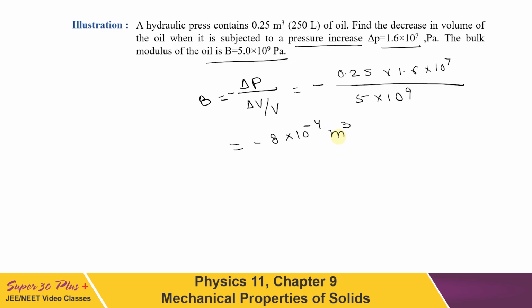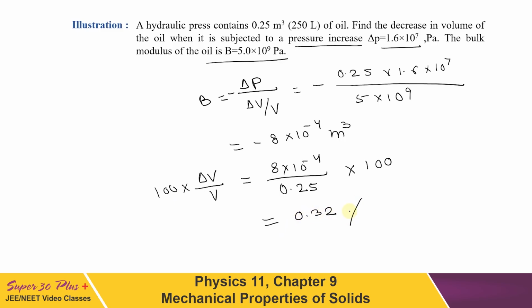If now I have to calculate the fractional change, the percentage decrement, then it can be written as delta V by V, and this value will be 8 into 10 to the power minus 4 upon the initial value, that is 0.25. On solving this, it has to be multiplied with 100 to get the value in percentage. So it will be equal to 0.32%. But do remember, this is the decrement. So one minus sign has to be put here and here as well.